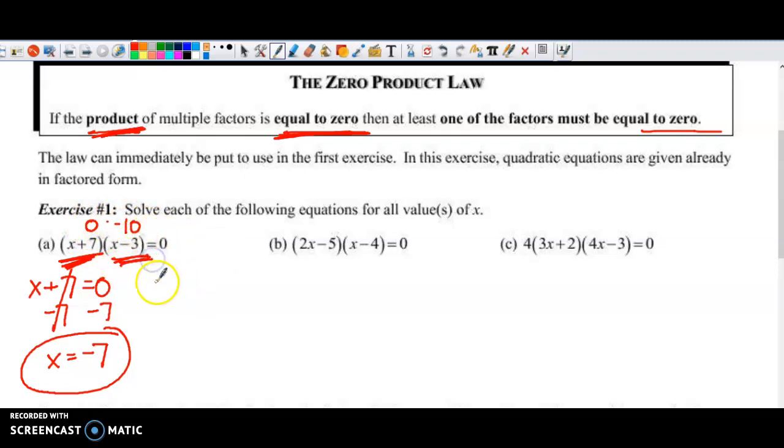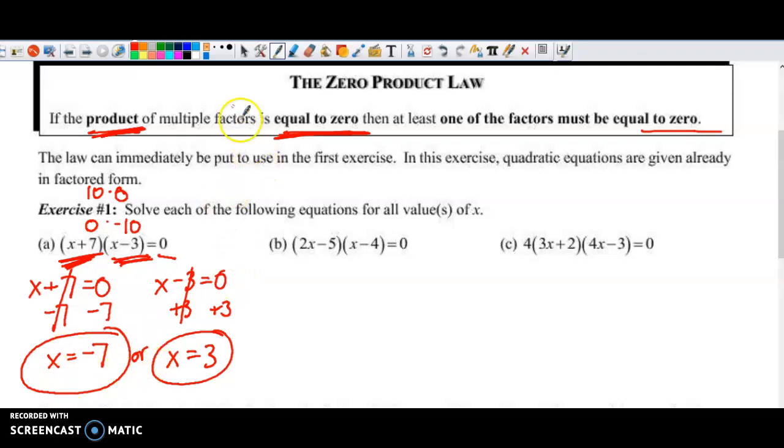Same thing with the right side. If x minus 3 were equal to 0, and you add 3 over, then you would get x equals 3. So if you're looking at that, I'll write it up here, 3 plus 7 is 10, and 3 minus 3 is 0, and 10 times 0 is still 0. So that's how we're going to use this to identify zeros or solutions.